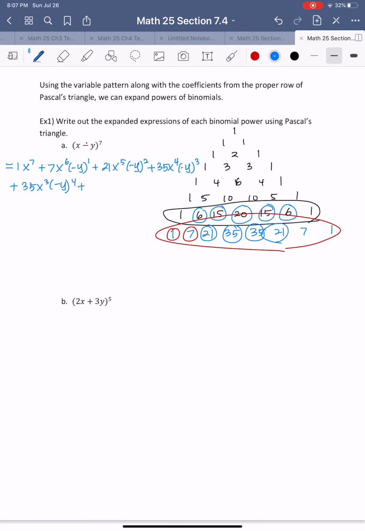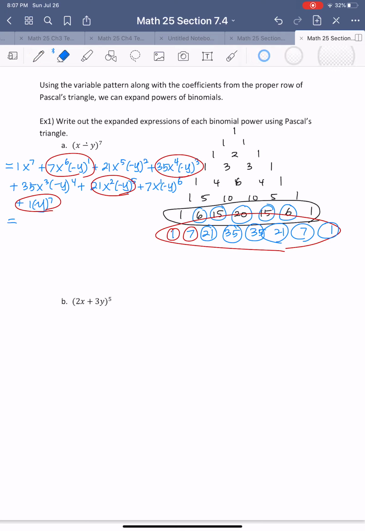And then next one, 21. X is decreasing, y is increasing. 7. X is decreasing, y is increasing. And then 1. X is decreasing, it's 0 power, we don't need to put it. And then we got negative y to the 7th power. And then all the second terms, I mean the odd terms, are all negative, which means the even terms are all positive, okay?